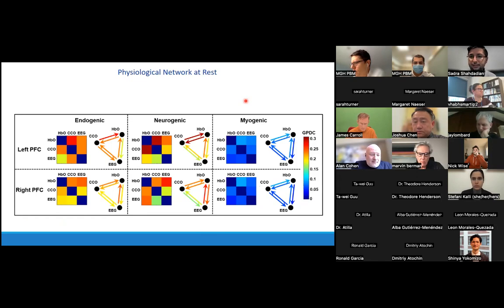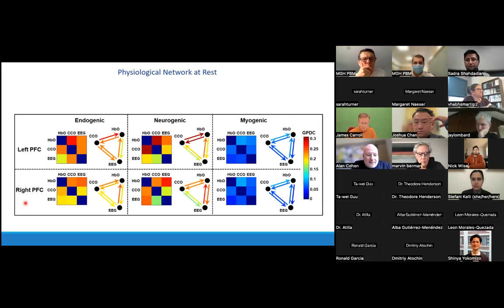So here, as you can see, we have the physiological network. We call it the physiological network because it's showing the interaction between EEG, CCO, and HBO in the specific site. Again, we have the different frequency bands, and we have left prefrontal cortex and right prefrontal cortex. So this is our baseline.